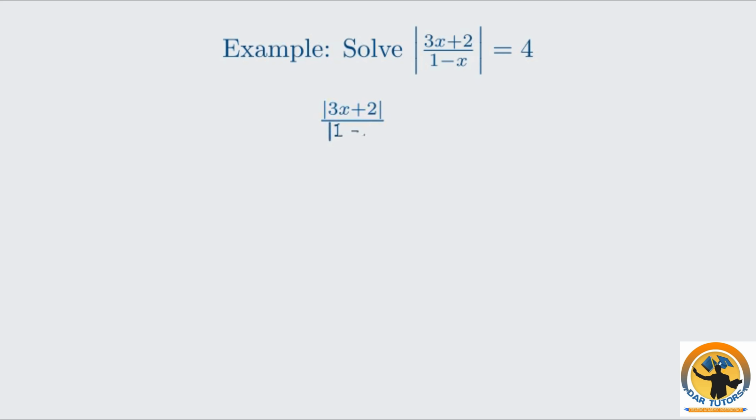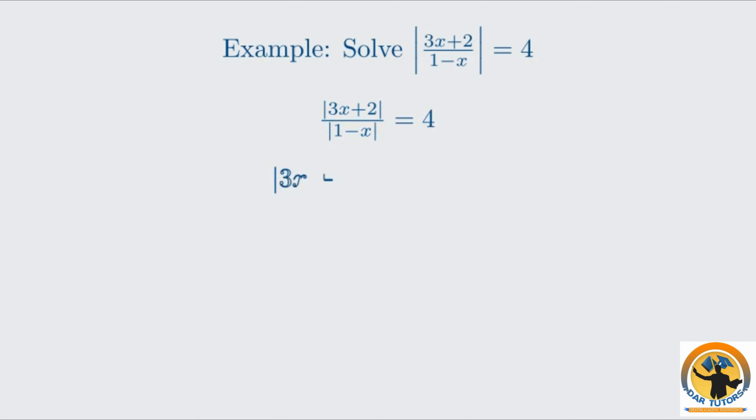Let's tackle equations where the modulus is on both sides, or where the expression is a fraction. Consider the equation: the modulus of 3x plus 2, all over 1 minus x, equals 4. We can use the property that the modulus of a quotient is the quotient of the moduli. This means the modulus of 3x plus 2 divided by the modulus of 1 minus x equals 4.